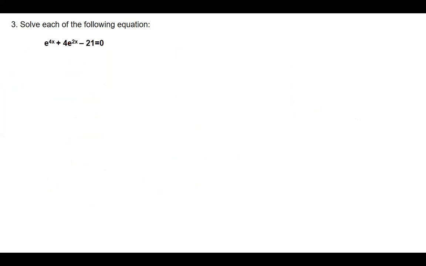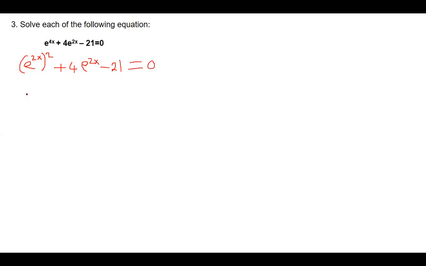So this e, our main aim is to express this e to the power 4x in terms of e to the power 2x. So this is going to be e raised to power 2x, and then in brackets, and then squared. When you multiply this 2 times 2 there, you get back to that. Then we say plus 4 e raised to power 2x minus 21 is equal to 0.